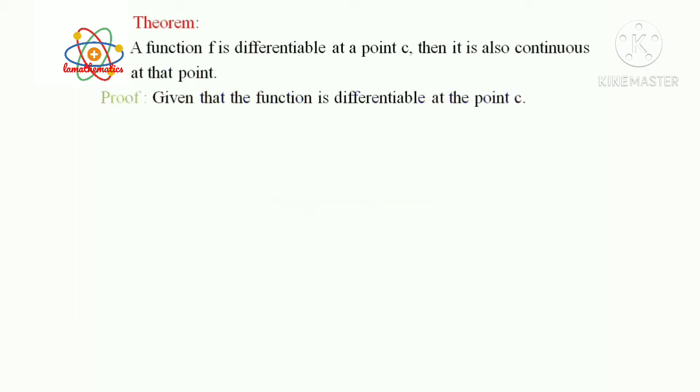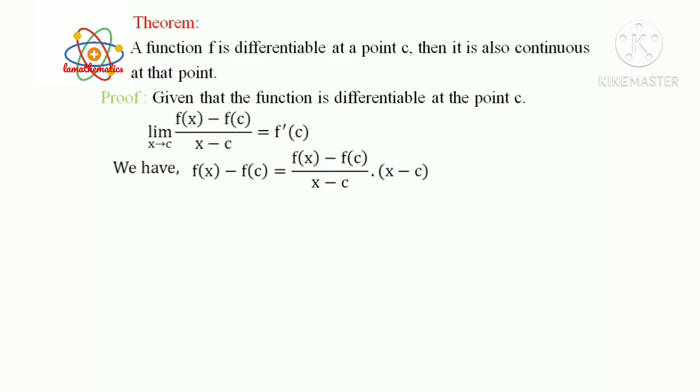Proof. Given that the function is differentiable at the point c, therefore, limit x tends to c f of x minus f of c by x minus c equal to f dash c. This is the definition of f dash c. We have f of x minus f of c equal to f of x minus f of c by x minus c into x minus c. Since x tends to c means x not equal to c, therefore, x minus c not equal to 0.